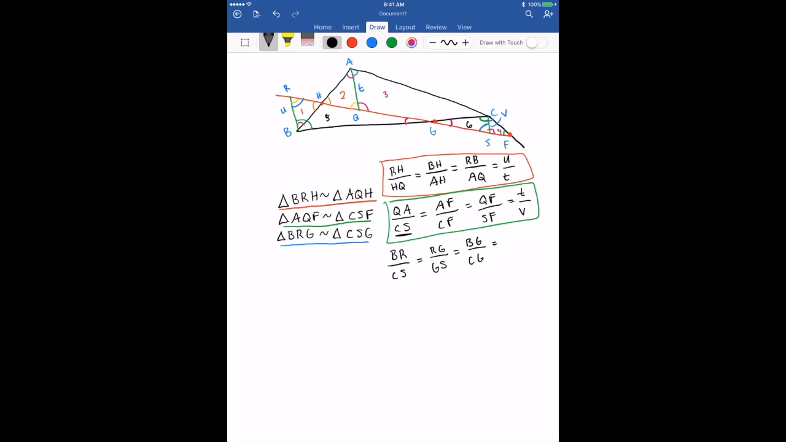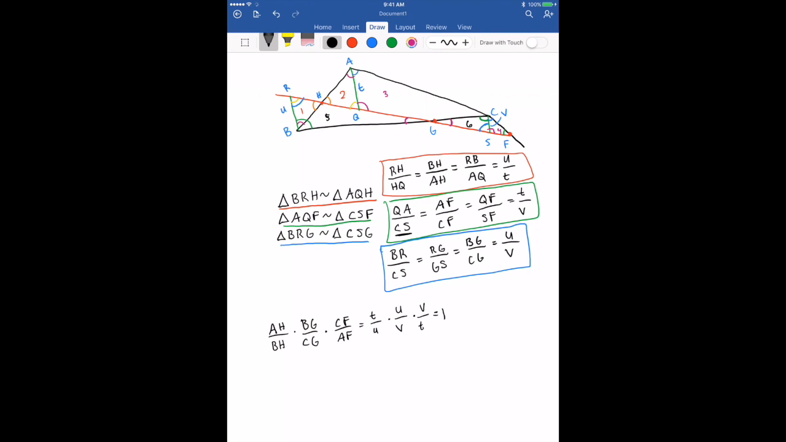And again, if you notice, CS is nothing but V, and BR is nothing but U. So we have also created these ratios. Now that we have the ratios and we know exactly what we're trying to prove, we're going to try to manipulate these ratios to make them fit into our proof and get our desired answer.